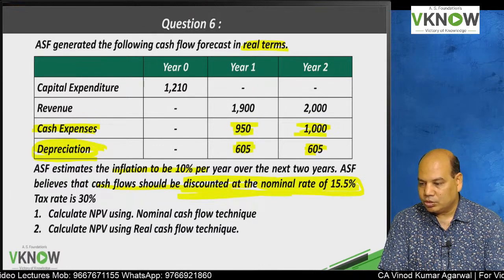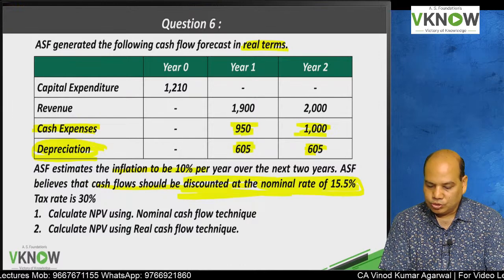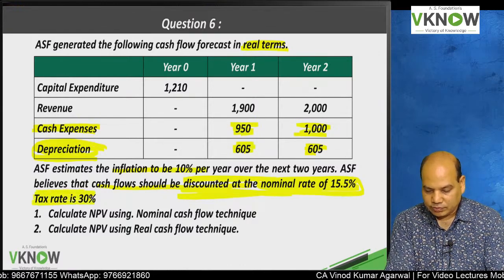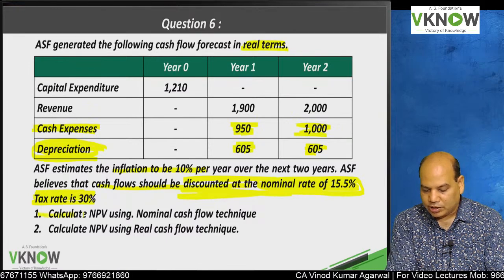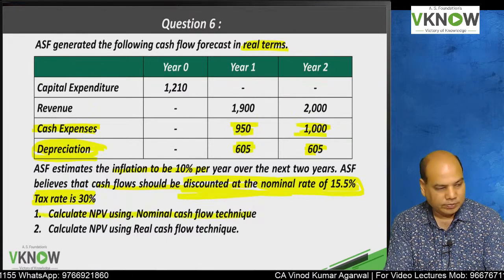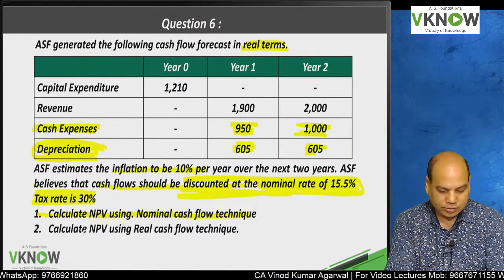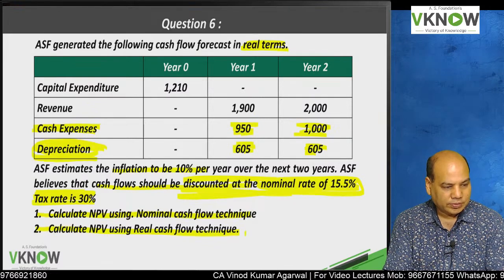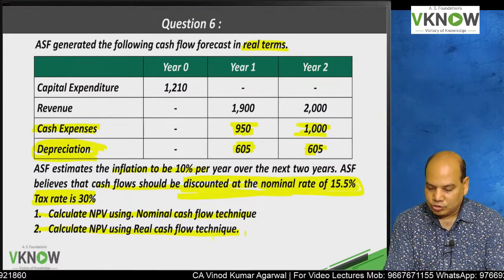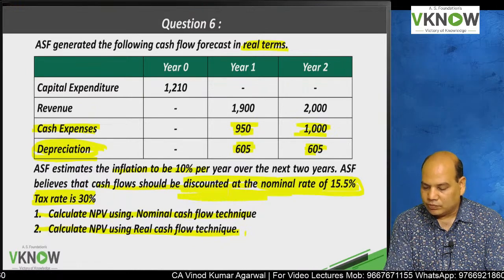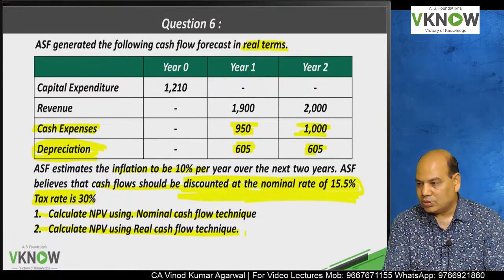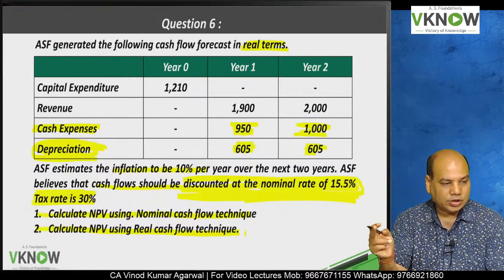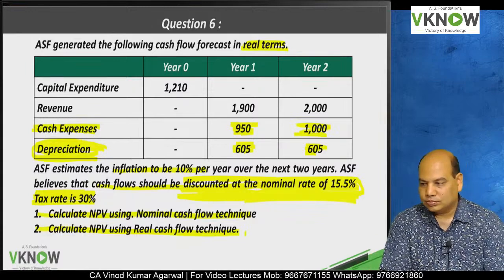First I have to convert into nominal cash flow and then use nominal discount rate. One more adjustment, tax rate is 30%. Below that they have written compute NPV using nominal cash flow technique, but they have added one more question, compute NPV using real cash flow technique. If real cash flow technique is to be used, I need to convert nominal discount rate into real discount rate and nominal cash flow into real cash flow.